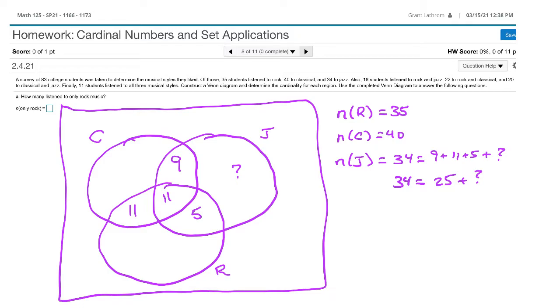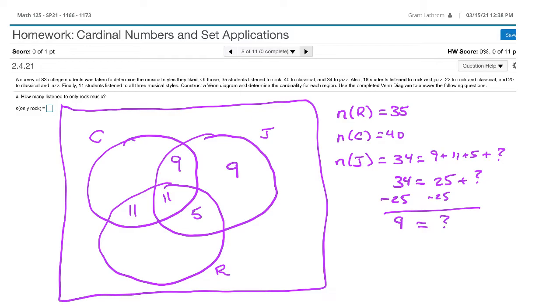And so if we subtract 25 from each side, what that tells us is that our number of remaining students, 34 minus 25, I've got 9 of them that are not accounted for. And so what that tells me is out here in this region, I really have 9 students left over.